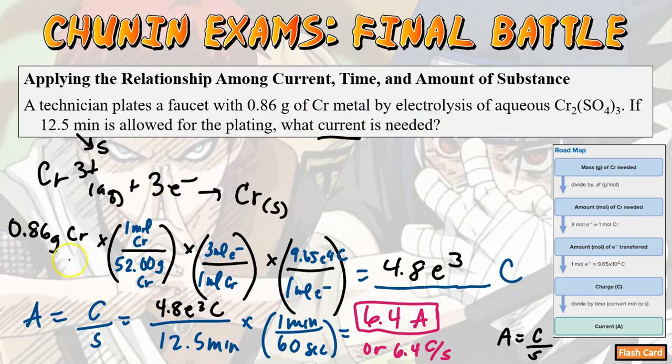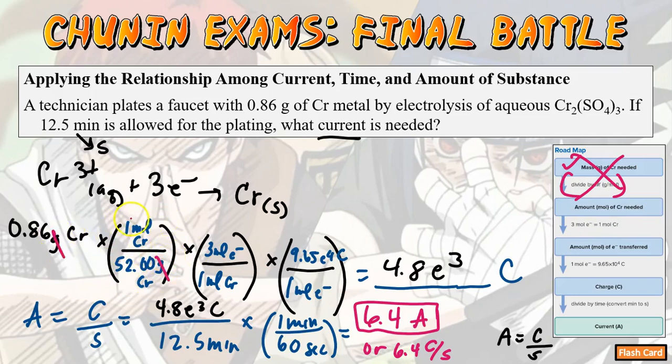So we're going to start with our 0.86 grams of chromium, and that means we're starting here. And the first conversion factor is going to be the molar mass of chromium straight from the periodic table. So every 52 grams of chromium, I get 1 mole of chromium. And so we're done, and now we're going to have the amount of chromium needed. So automatically going from grams to moles here gives us the amount of chromium. And so grams are going to cancel.